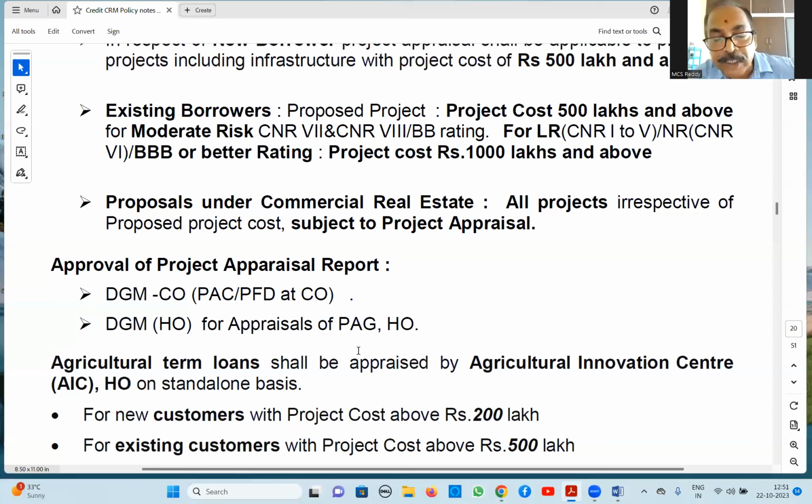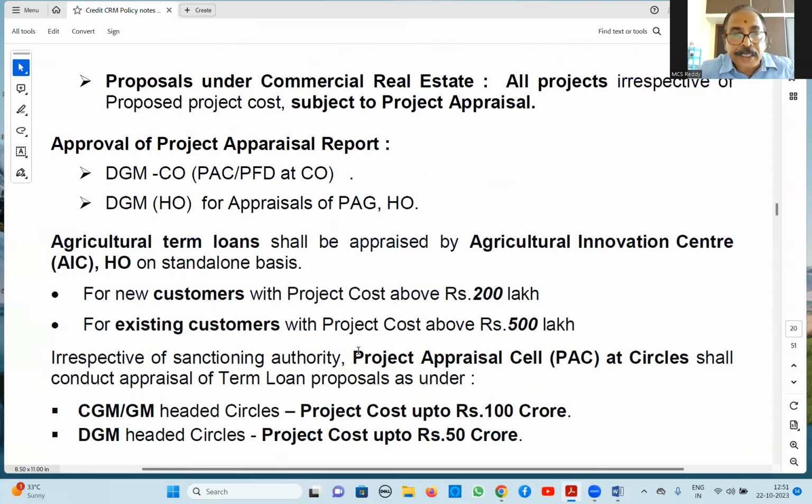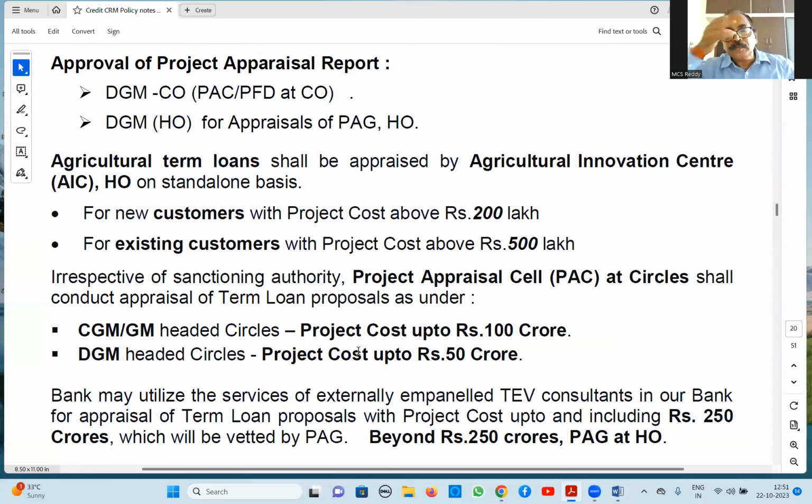In case of head office project appraisal group, the DGM of HO will approve the project appraisal report. In case of agricultural term loans, AIC, Agricultural Innovation Center. Earlier we called it Agricultural Consultancy Services at head office. Now it is renamed as Agricultural Innovation Center at head office. They will do it for agricultural term loans.